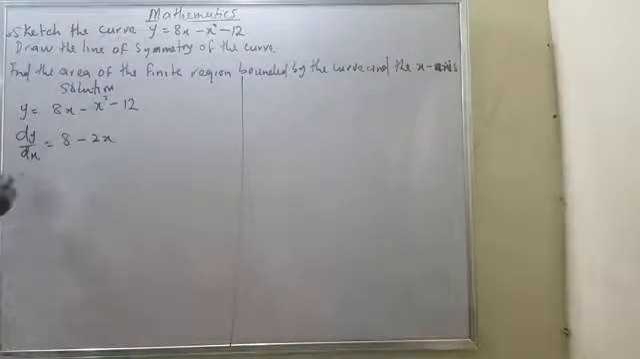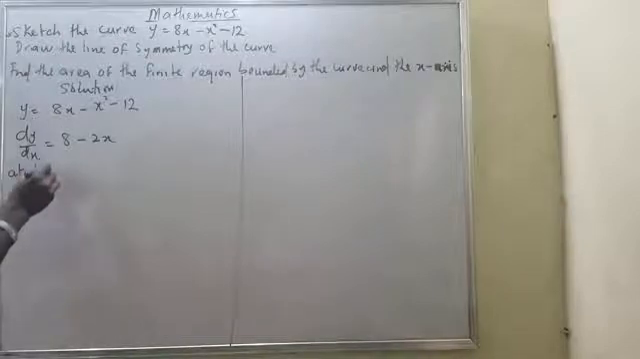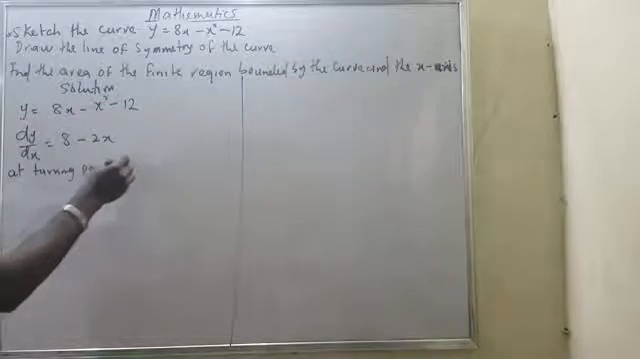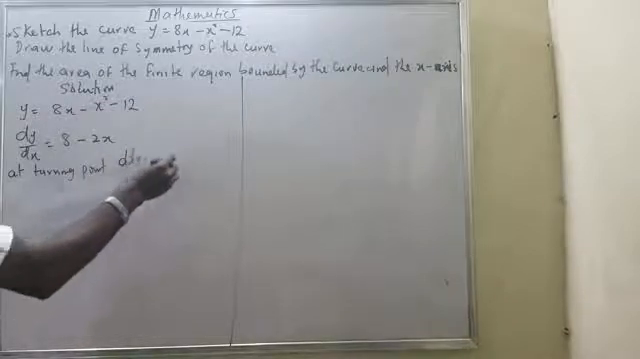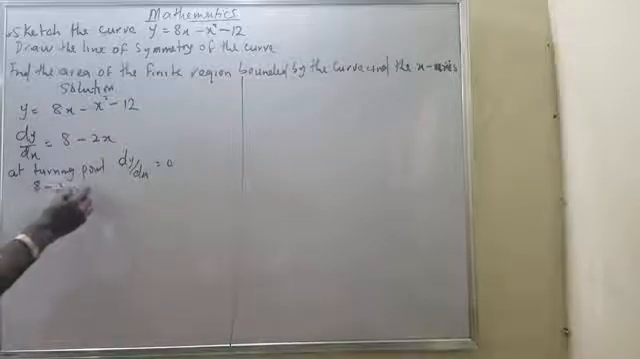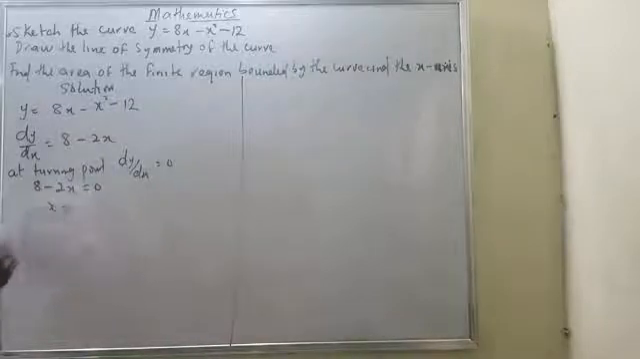Now, at turning point, please think of that, dy/dx equals 0. Take note of that. It means 8 minus 2x equals 0. My x will be equal to what? 4. That is what I'm going to be having.